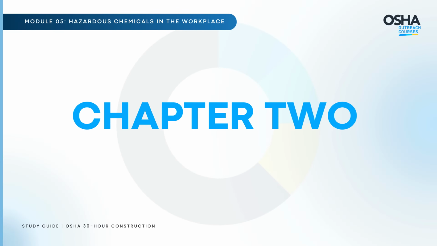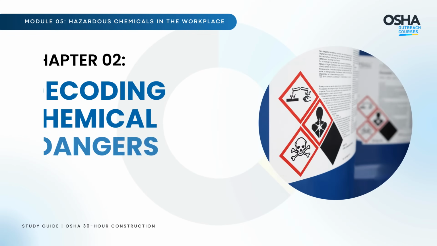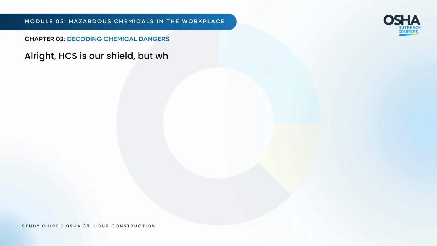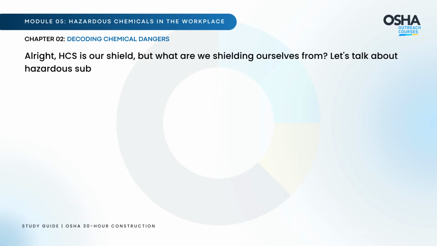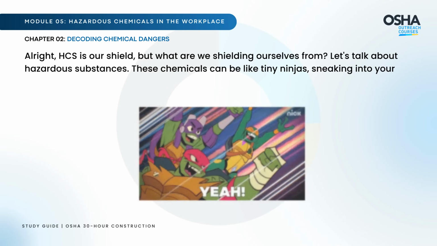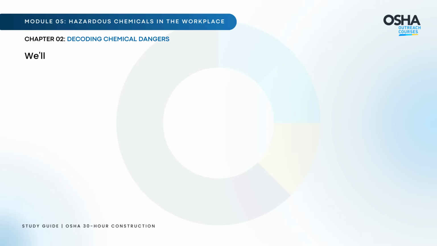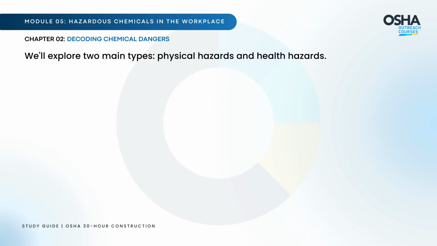Good work. Now on to Chapter 2, Decoding Chemical Dangers. Alright, HCS is our shield, but what are we shielding ourselves from? Let's talk about hazardous substances. These chemicals can be like tiny ninjas, sneaking into your body and causing trouble. We'll explore two main types: physical hazards and health hazards.